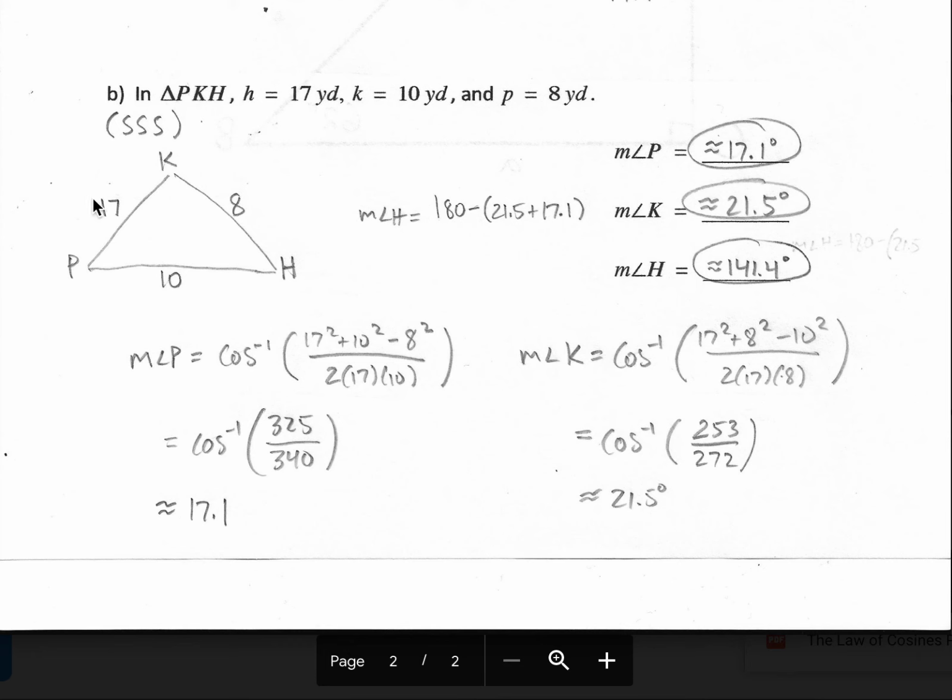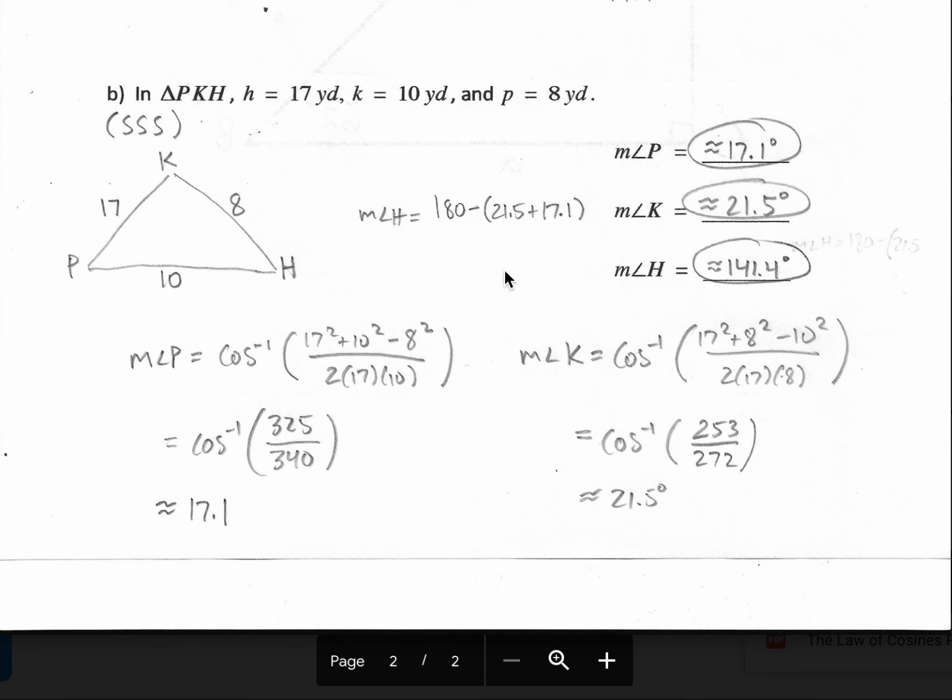Doubling the product of those two sides that were closest to my angle. So 17 times 8 doubled is 272. Plugging that into my calculator, the inverse cosine of that ratio tells me it's about 21.5 degrees. Now that I have two angles, I can add those up and subtract that sum from 180 to get my third angle. So angle H is about 141.4 degrees.